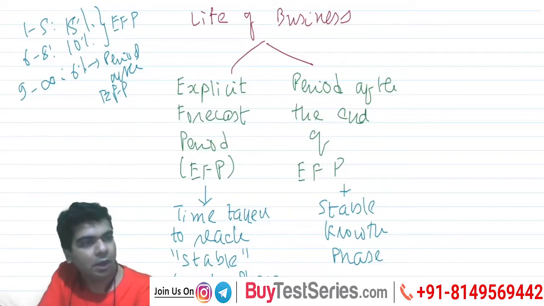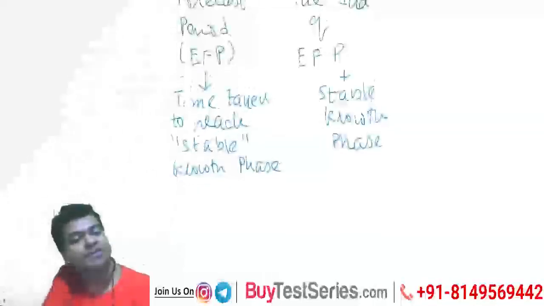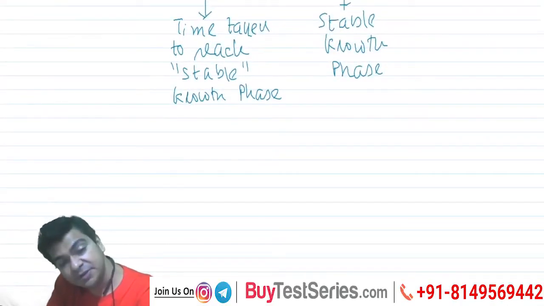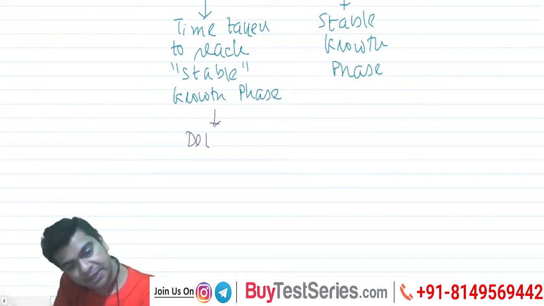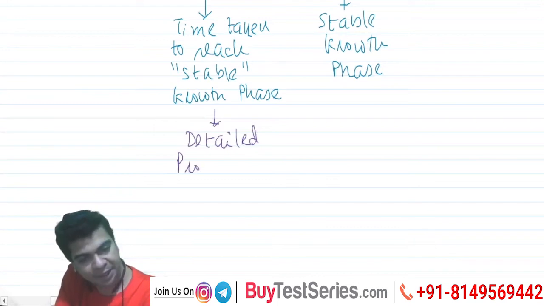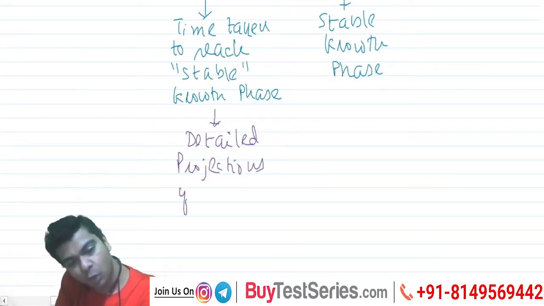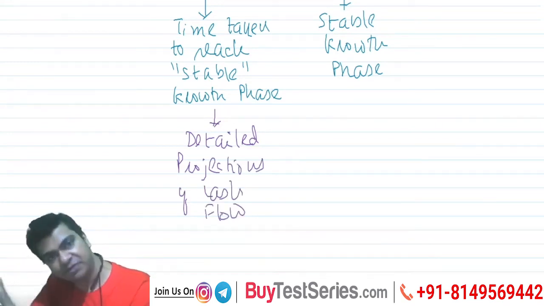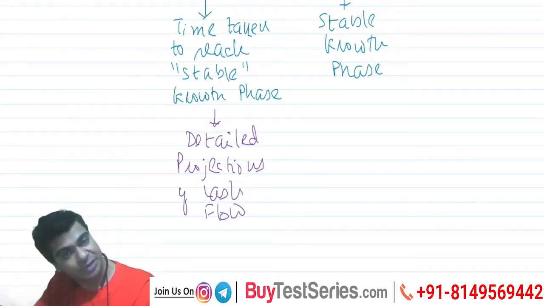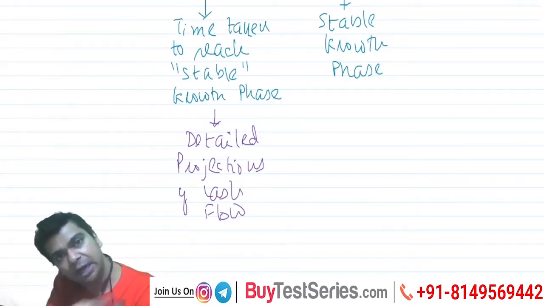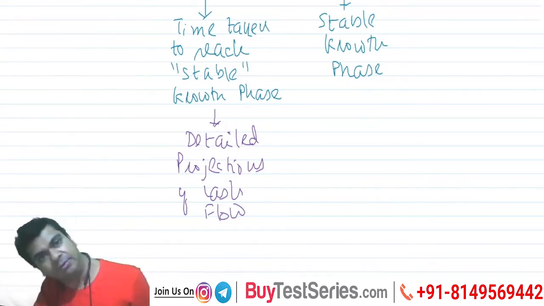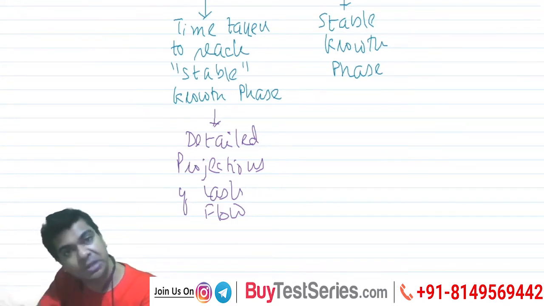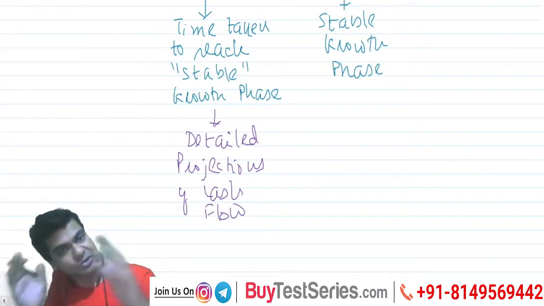Now, why are we calling this the explicit forecast period? The reason is because for this period, you have to carry out detailed projections of cash flow. Let's say the explicit forecast period is 5 years. Then for the next 5 years, carry out detailed projections of the cash flows. What will be my sales figure? What will be my operating expenses? What will be all my other expenses? Let's say administrative expenses, selling and distribution expenses. That's what you will do.